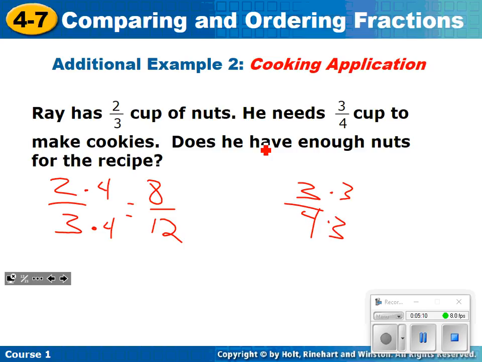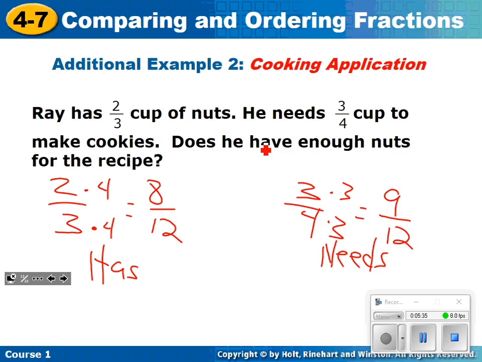3. Very good. Thank you. Okay. That gives us 9 over 12. This is what he has. This is what he needs. Let's answer the question. Does he have enough? No. Because he has 8/12, he needs 9/12.